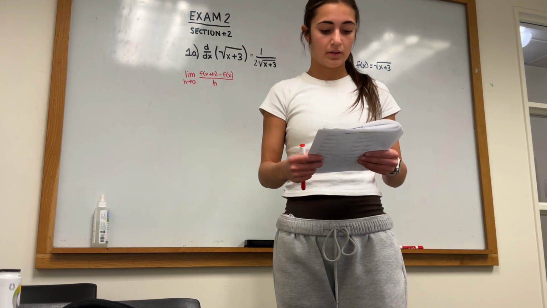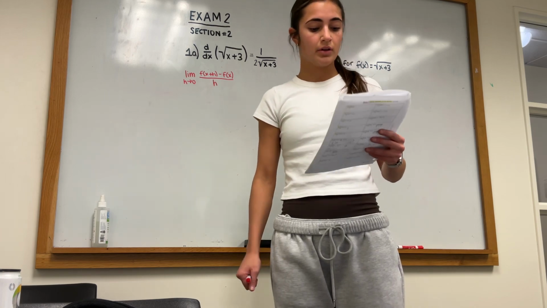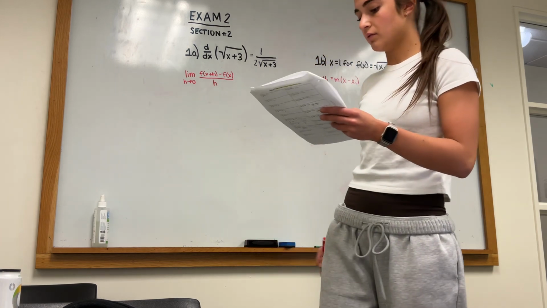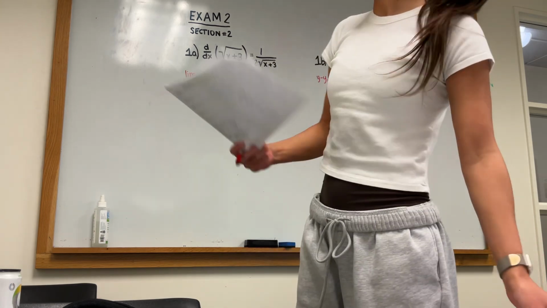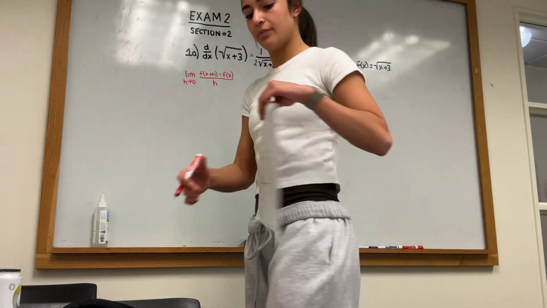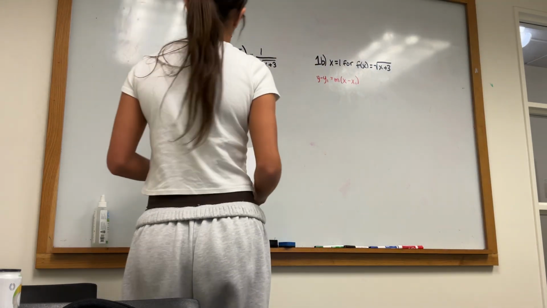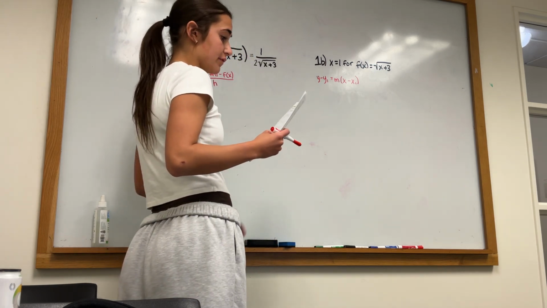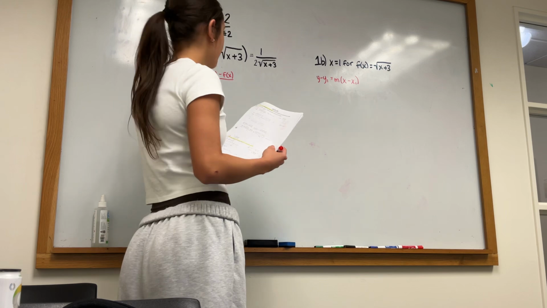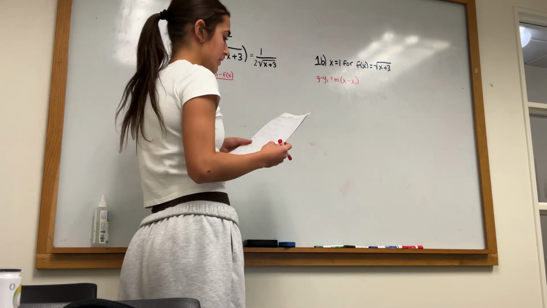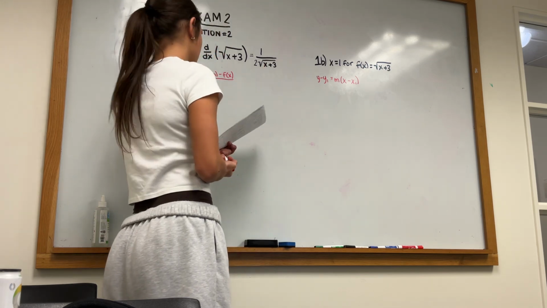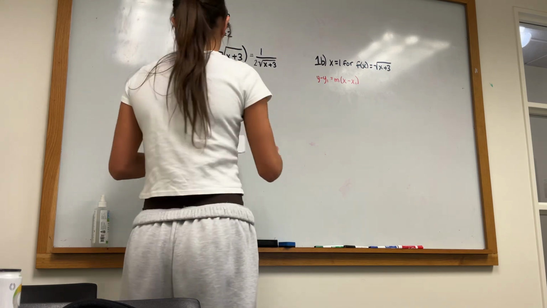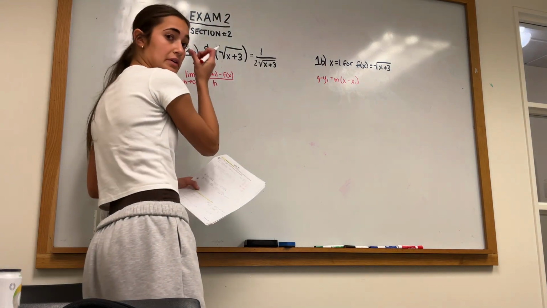Okay, this is exam 2, page 3, section 2. And I didn't write down the question, so it's here. For the first one, 1A, use the definition of the derivative with the limits difference quotients to prove that this equation is proven. So this is the definition of the derivative.